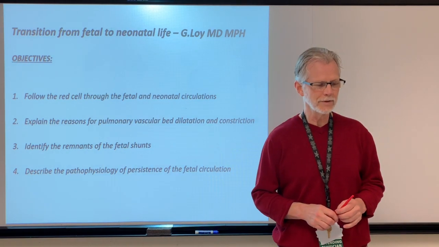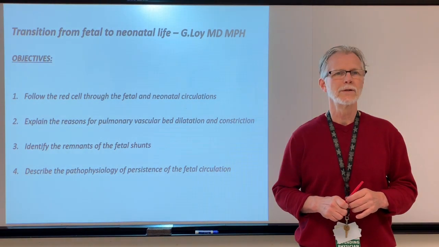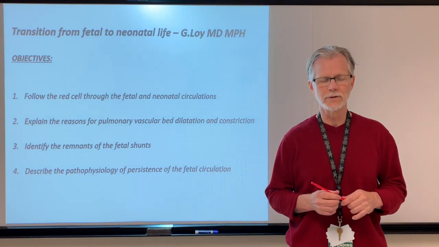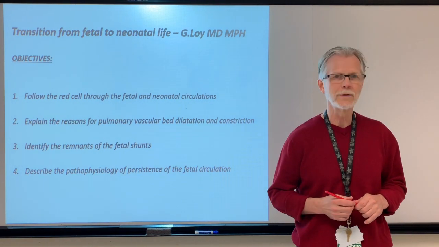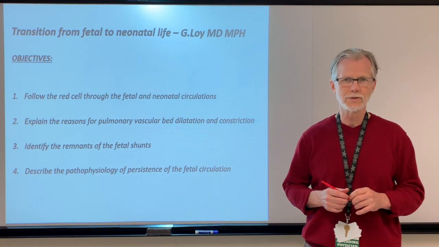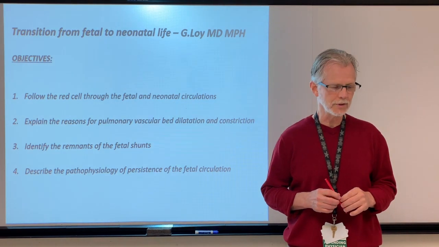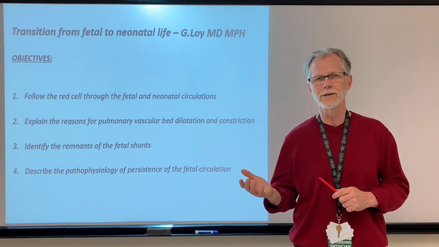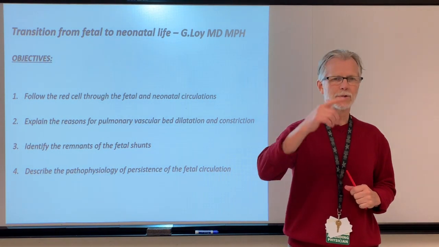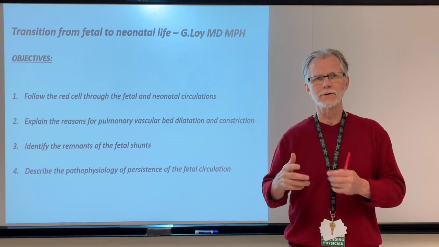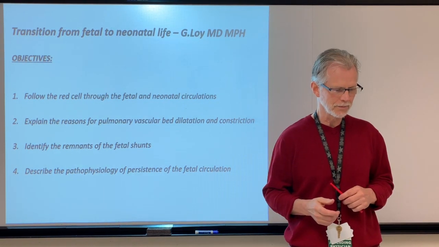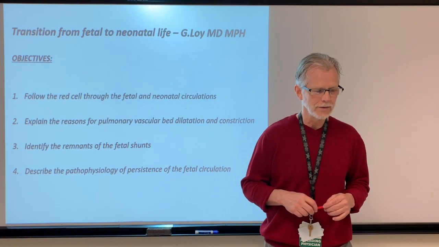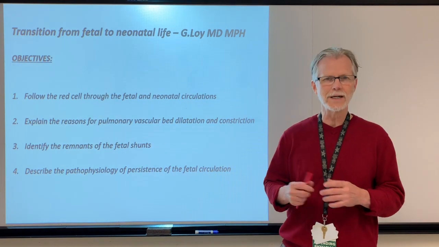The transition from fetal to neonatal life requires knowledge of the structures and the adaptations that have occurred in fetal life, which you'll remember. The objectives here are to first remind yourself of the fetal circulation and just follow a red cell through the fetal and then the neonatal circulation to determine what happens when the shunts that are available to the fetus disappear. And then to explain the reasons why the pulmonary vascular bed dilates and contracts.